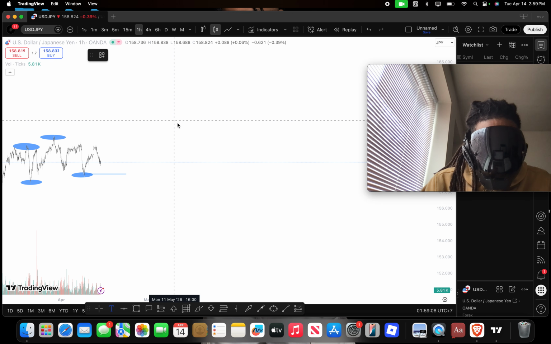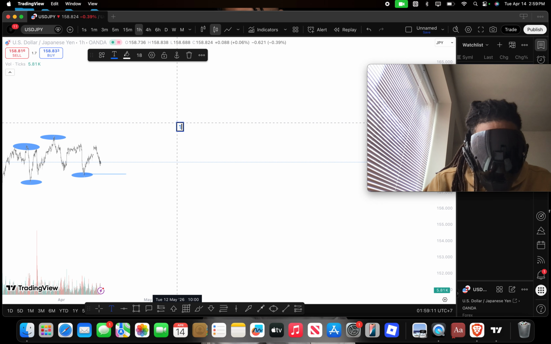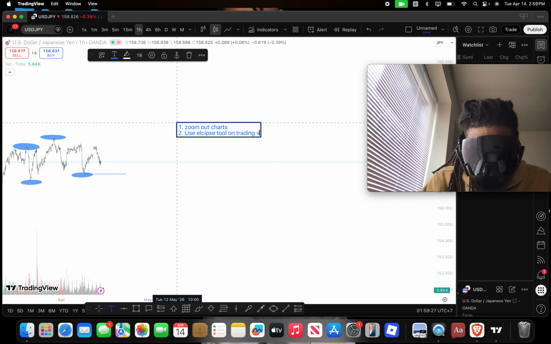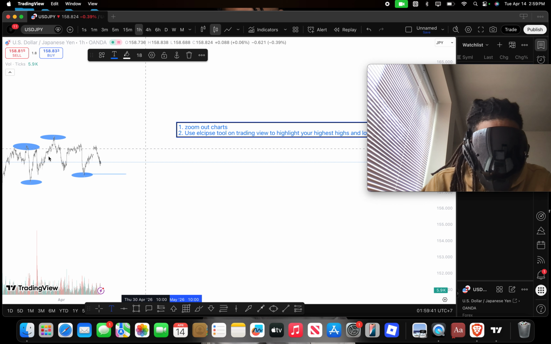And before we get into that, I want to write down what I just said, by the way. So, step one, zoom out charts. Step two, use Eclipse tool on TradingView to highlight your highest highs and lowest lows. So that just means the highest high and then the lowest low.